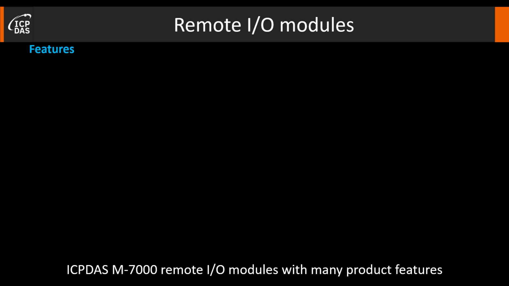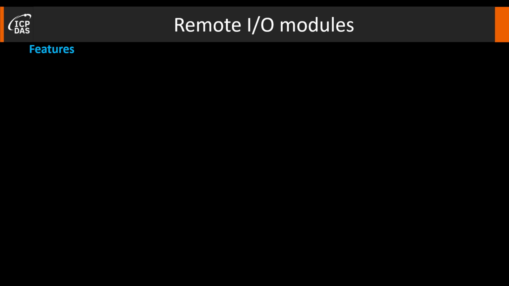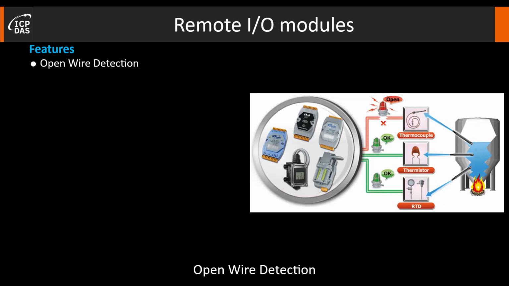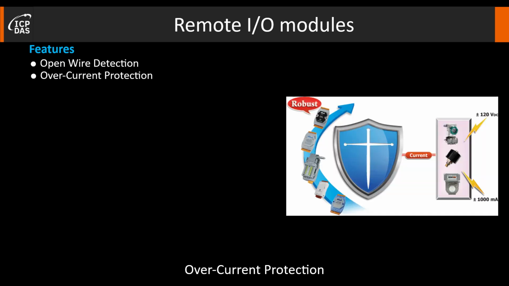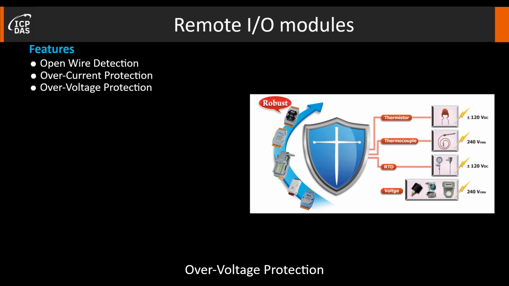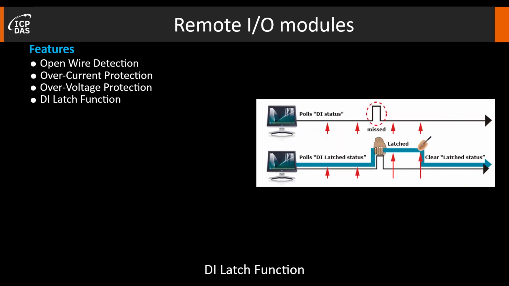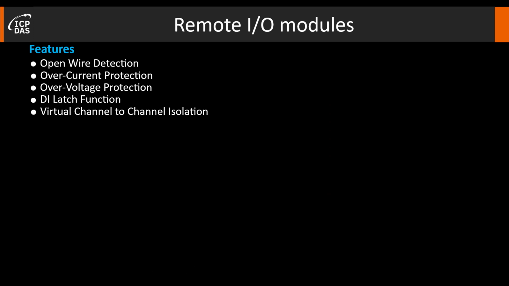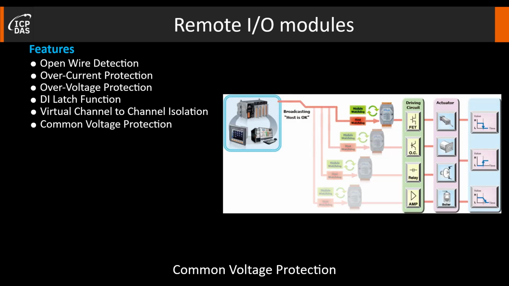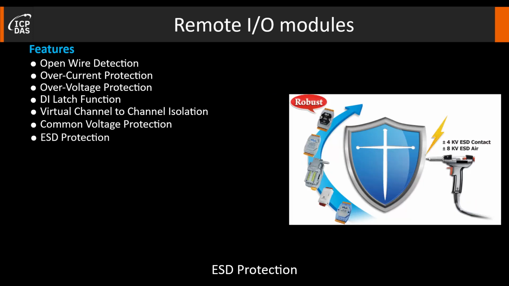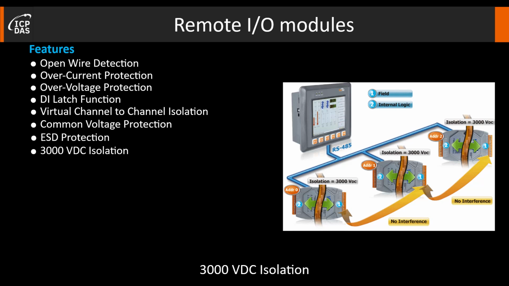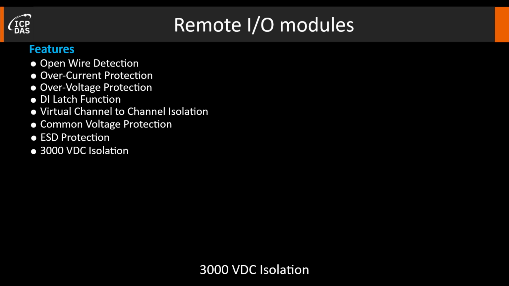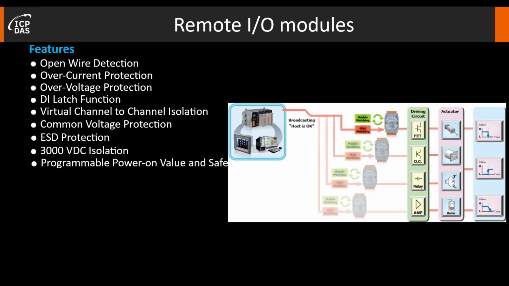ICP-DOS M7000 remote I/O modules have many product features: open wire detection, overcurrent protection, overvoltage protection, DI latch function, virtual channel-to-channel isolation, common voltage protection, ESD protection, 3000 VDC isolation, programmable power on value and safe value, etc.